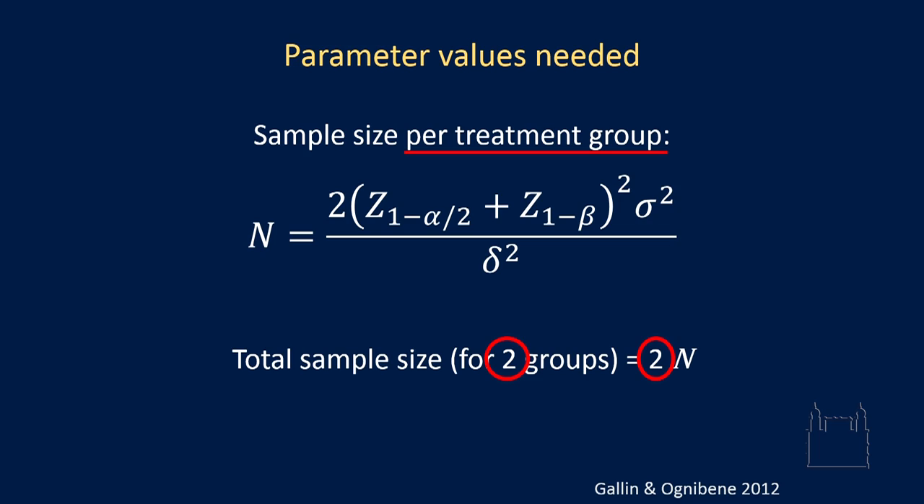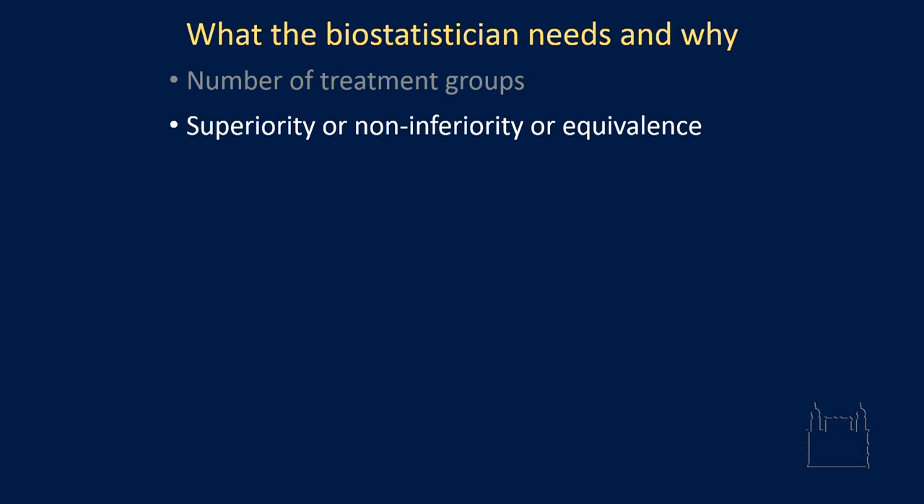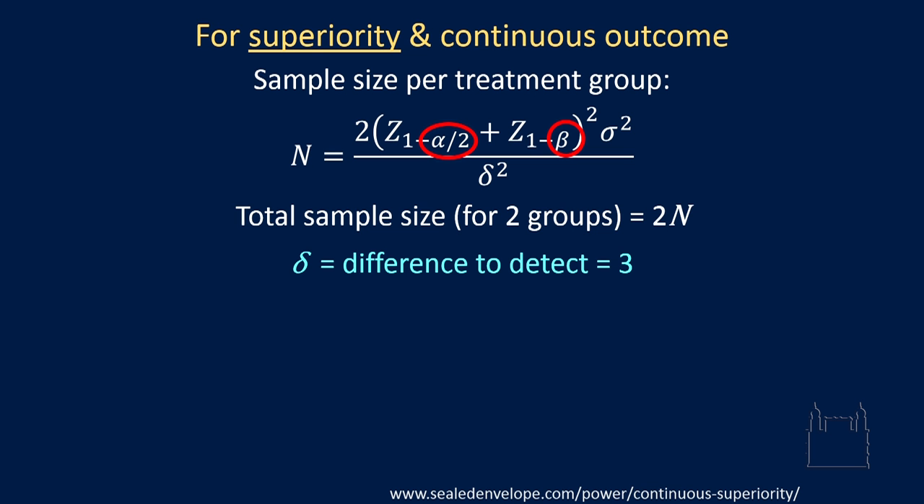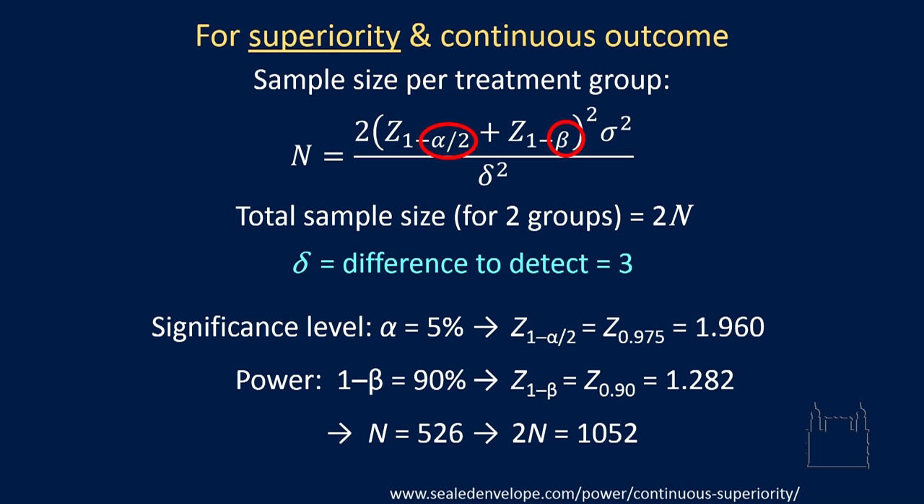That's bullet number 1. Is it a superiority, a non-inferiority, or an equivalence trial? And we heard a little bit about that yesterday. So you're going to say, well, where in the formula does it make a difference? Well, it makes a difference in the alpha and the beta. This is for a superiority trial. So the alpha is divided by 2, because it's two-sided, and the beta is by itself. That's a superiority trial. And the delta is the difference to detect. And so when you do all the formula, you get the 1,052.